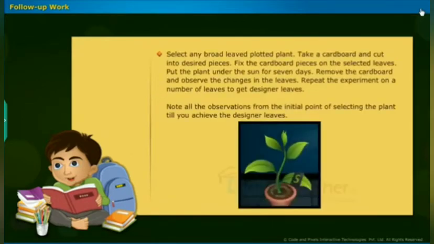Select any broad-leaved potted plant. Take a cardboard and cut into desired pieces. Fix the cardboard pieces on the selected leaves. Put the plant under the sun for 7 days. Remove the cardboard and observe the changes in the leaves. Repeat the experiment on a number of leaves to get designer leaves. Note all the observations from the initial point of selecting the plant till you achieve the designer leaves.